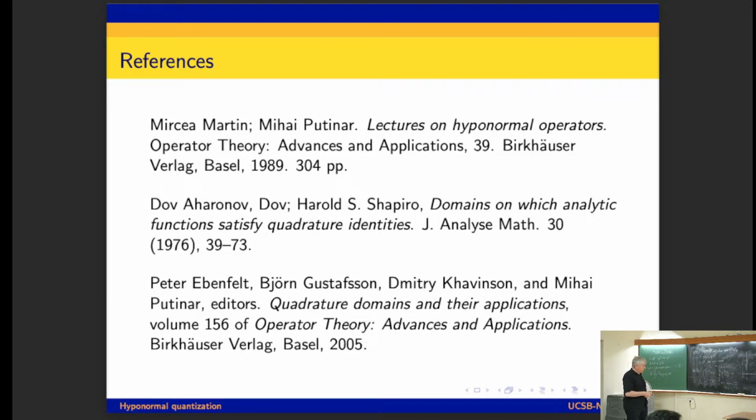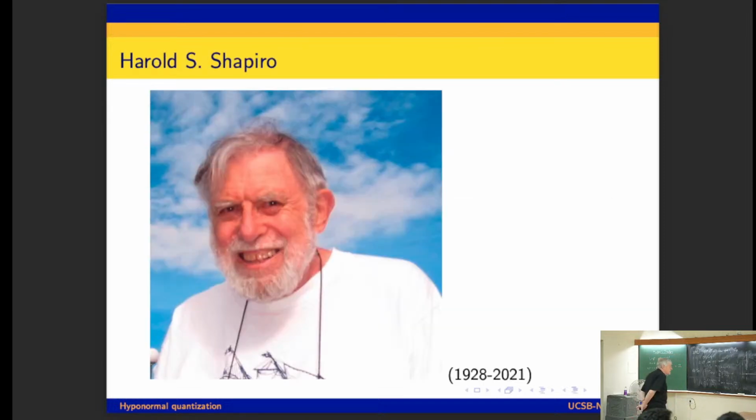There is this collection of articles that was dedicated to Harold Shapiro at 75, where you can find a lot of interesting observations about quadrature domains. So let's see what they are good for and how this Hilbert space dictionary helps. This is Harold Shapiro. He passed away recently, and was a very remarkable mathematician.